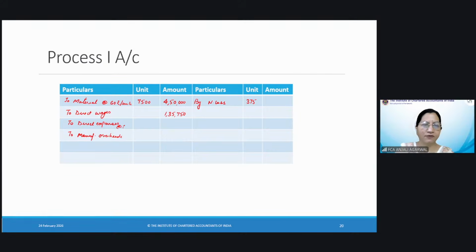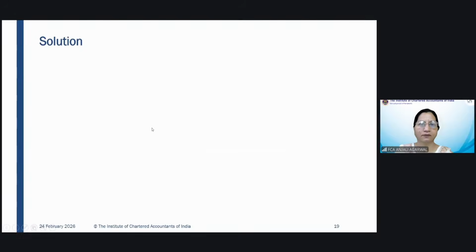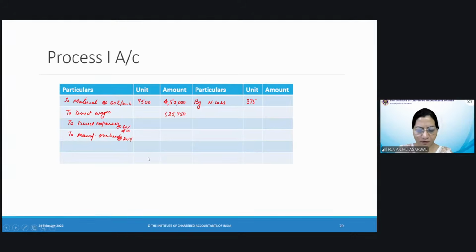Direct expenses at the rate of 60% of wages and manufacturing overheads at the rate of 20% of wages. Okay, so we'll mention here. 60% of 135,750 is 81,450, and manufacturing overheads, 20% of direct wages, which is 27,150.